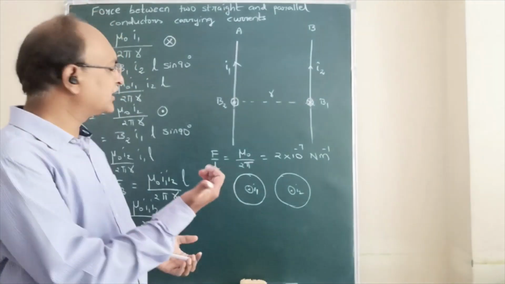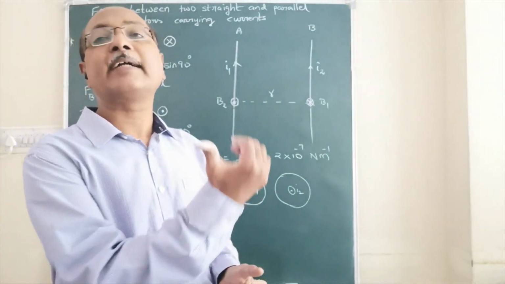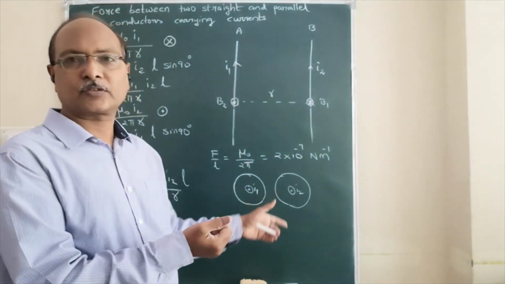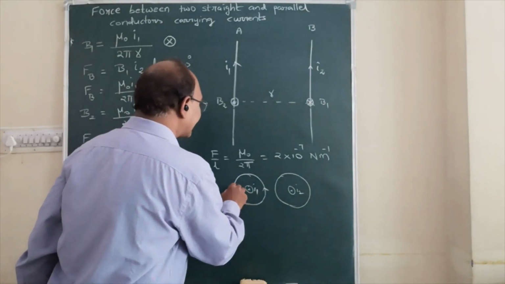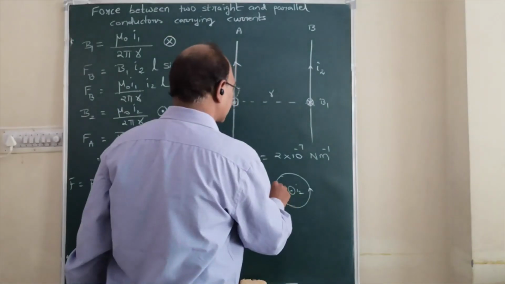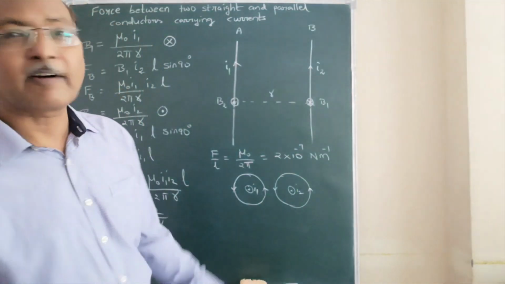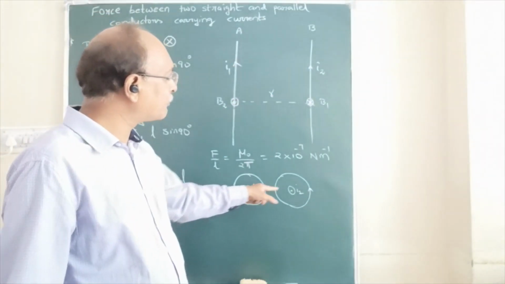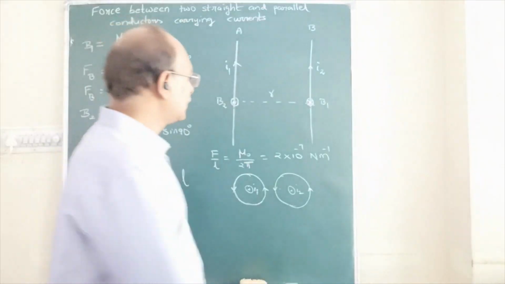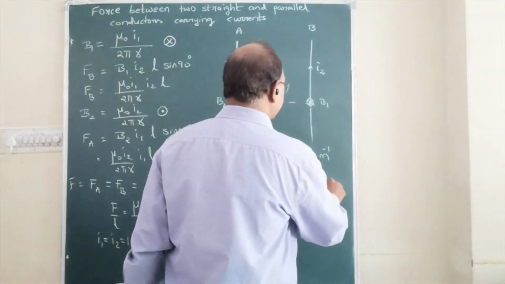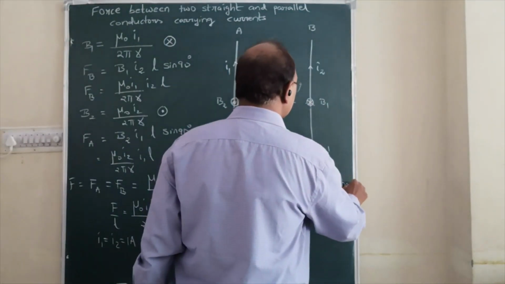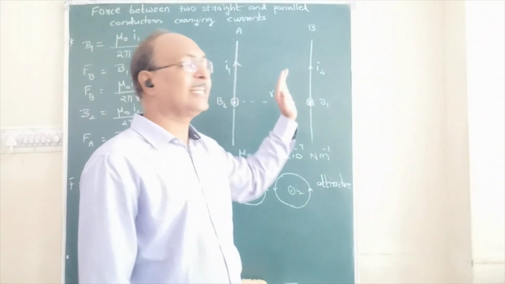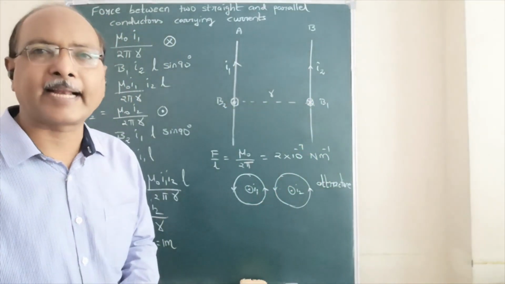So what happens? Using the right hand thumb rule, the direction of the magnetic field will be given by the four fingers. So that is anti-clockwise. So here, the magnetic field will be anti-clockwise. So what happens in the region between the two wires? The lines are in the opposite direction. So the force will be attractive. So whenever the currents are in the same direction, the force will be attractive.